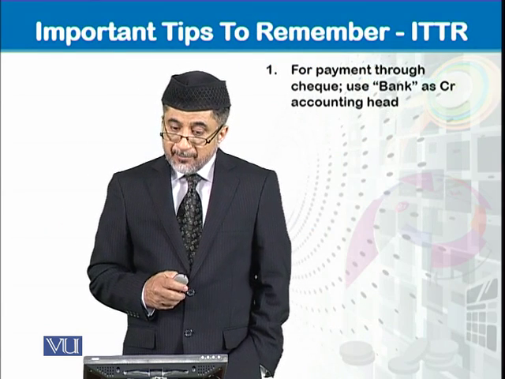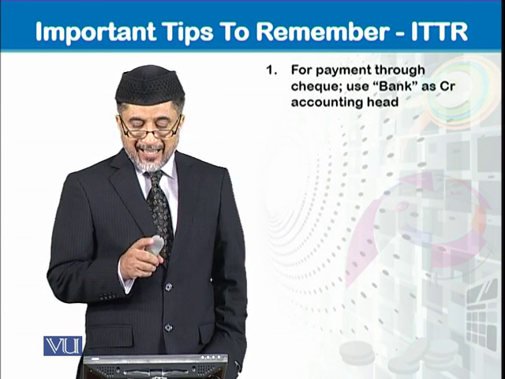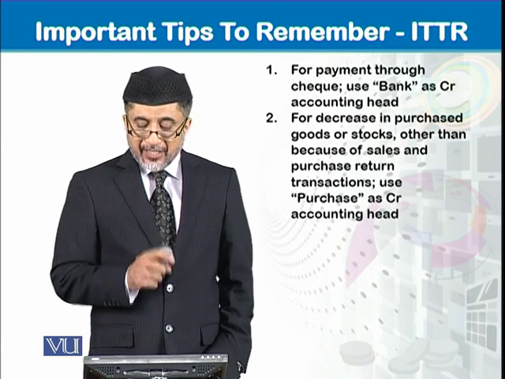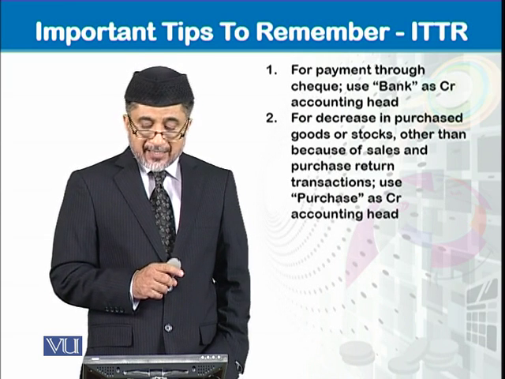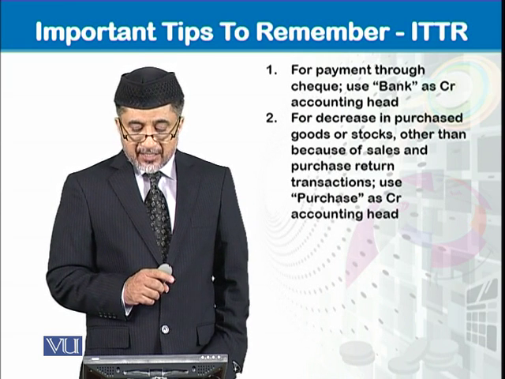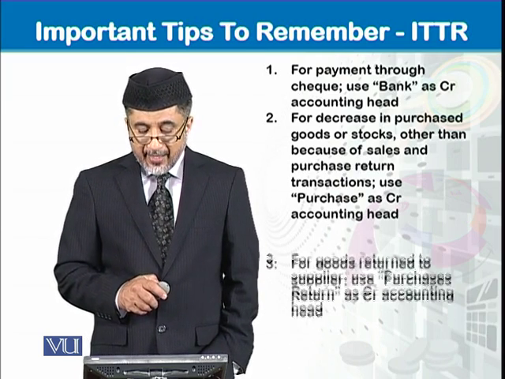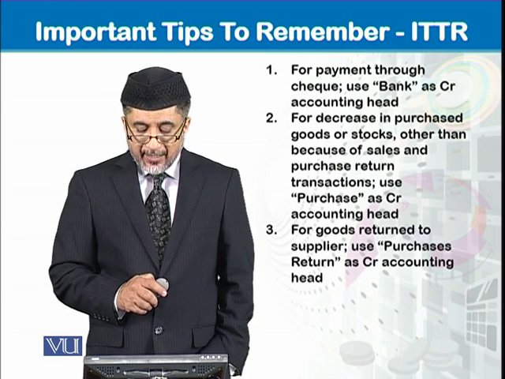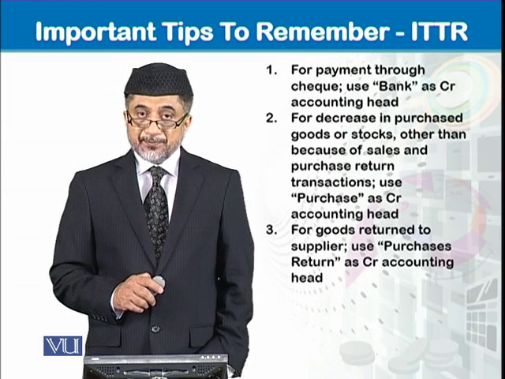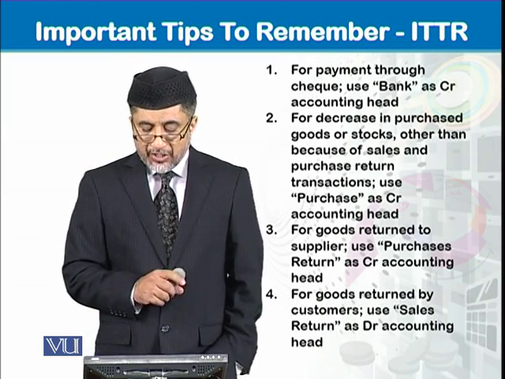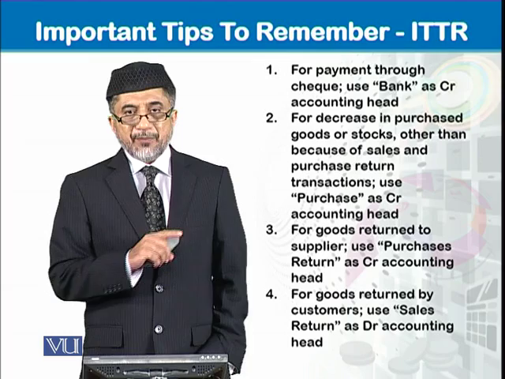The important tips to remember that for payment through check, use bank as credit accounting head, and for decrease in purchased goods or stocks other than because of sales and purchase return transactions, use purchases as credit. Very important tip to learn. And for goods returned to supplier, use purchases return as credit accounting head. And for goods returned by customers, use sales return as debit accounting head.